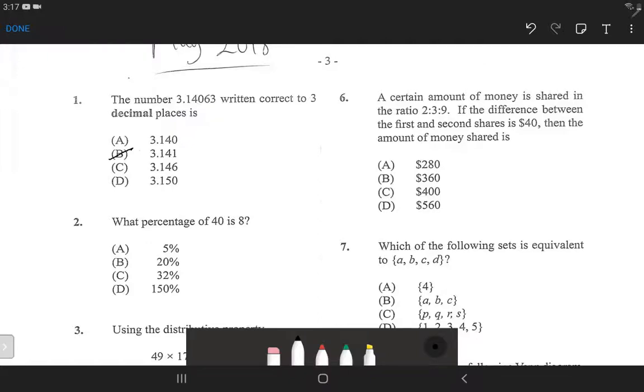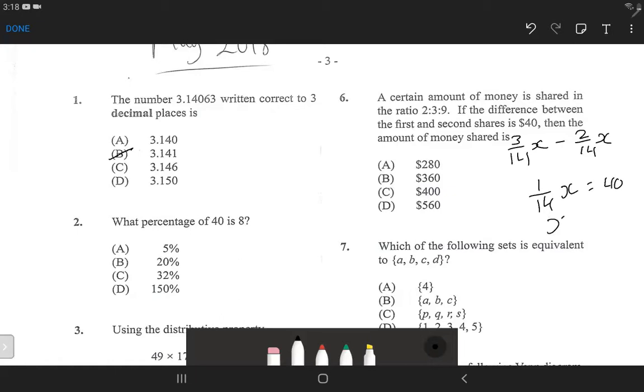239. If the difference between the first and the second share is $40, then the amount of money shared is how much? Well, the amount of shares here is 14, right? So it's 3 over 14 x minus 2 over 14 x. Of course, that's 1 over 14 x, and they say that is $40.